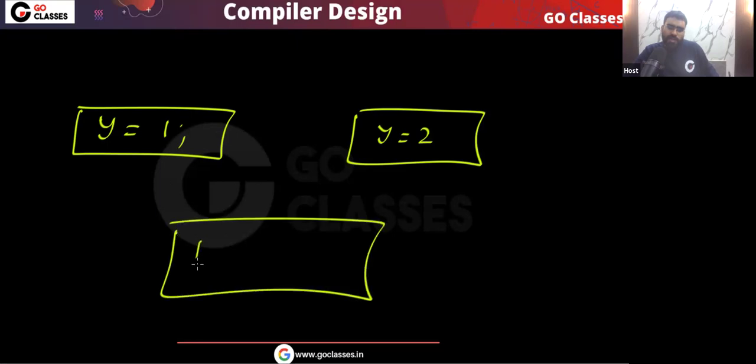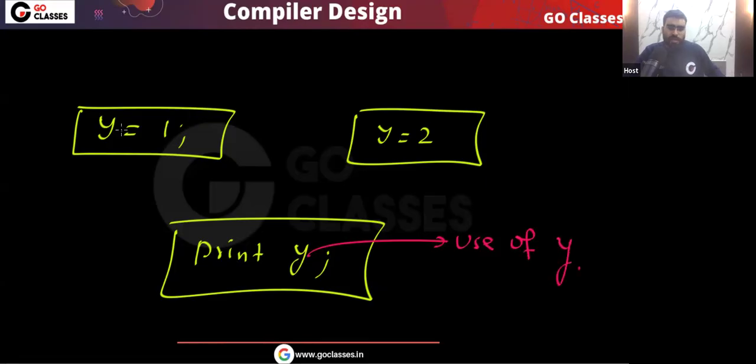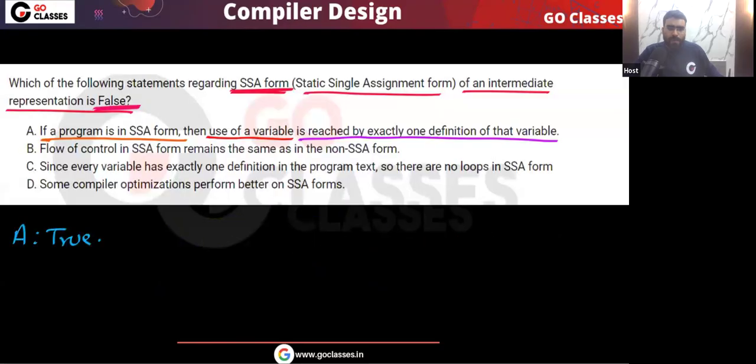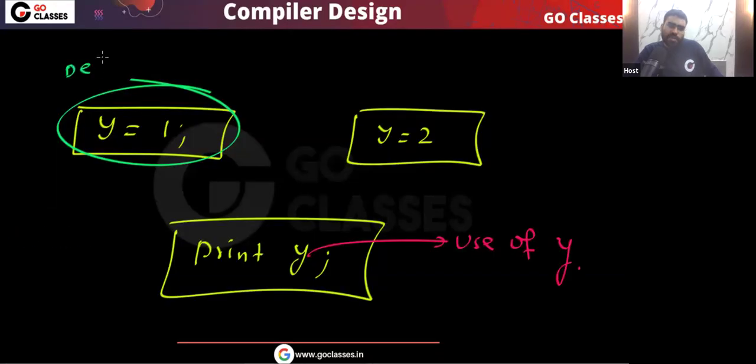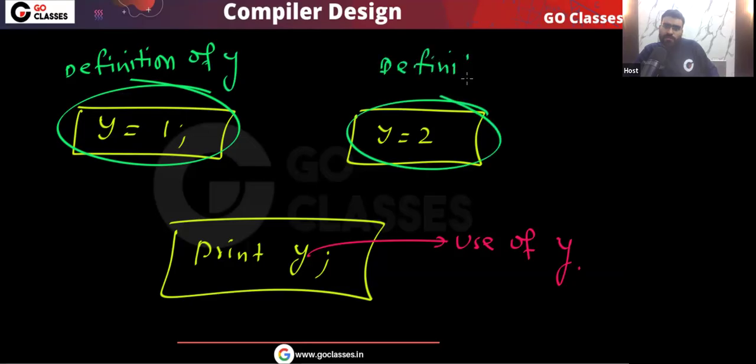Yes or no? This statement is true, because remember, for example, let's assume here you are assigning y equal to y1, here y equal to y2, and let's assume here you are printing y. Yes or no? So this is the use of y. And these are the definitions of y. Definition means assignment. Similarly, this is the definition of y.